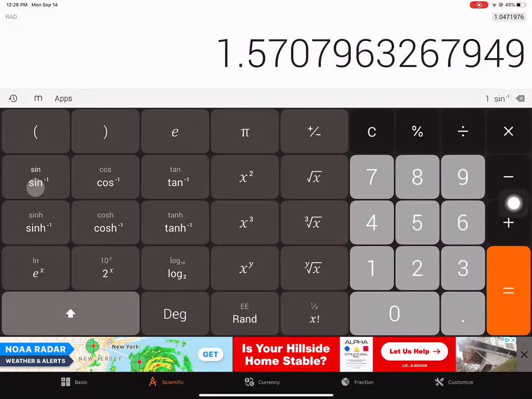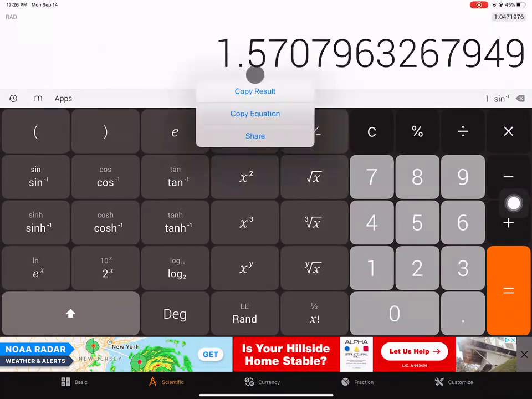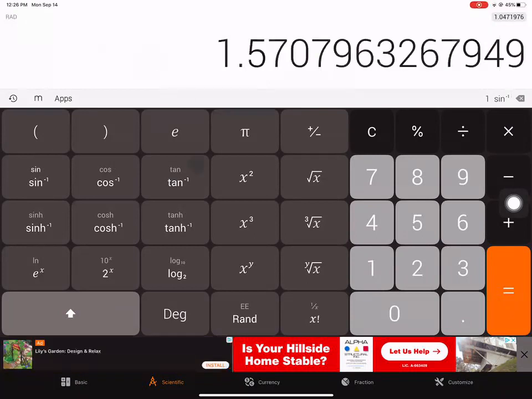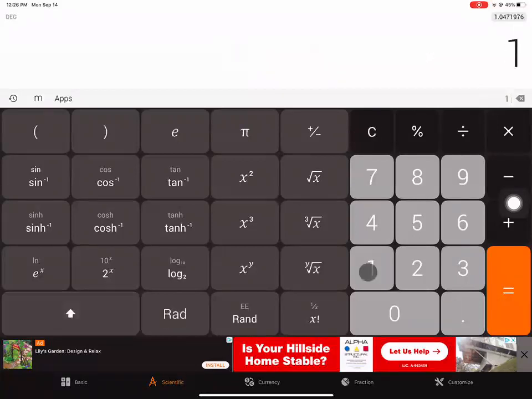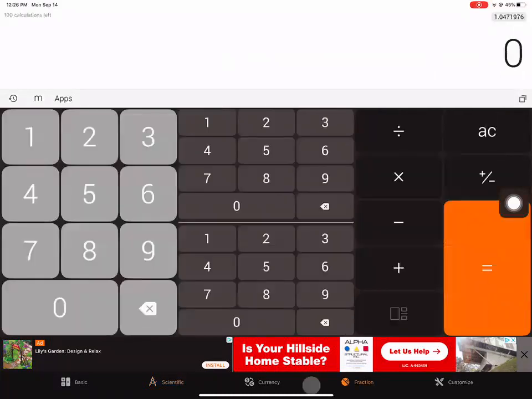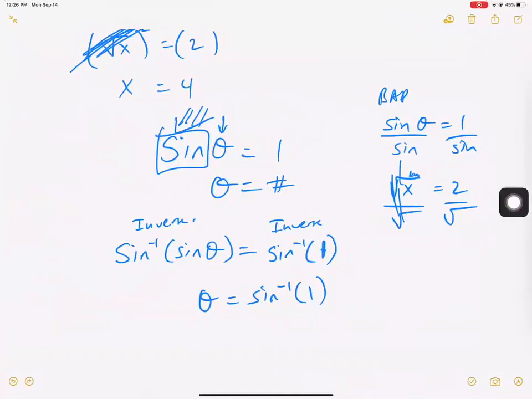Now, 1.57 isn't an angle, actually. It's not a degree. Take a look in this corner. That's radians. And 1.57 in radians is actually 3.14, pi divided by 2. So I'm going to change this into degrees and redo the problem. Clear it. 1, sine inverse, and that gives me 90 degrees. So, like what we said before, theta is 90 degrees.